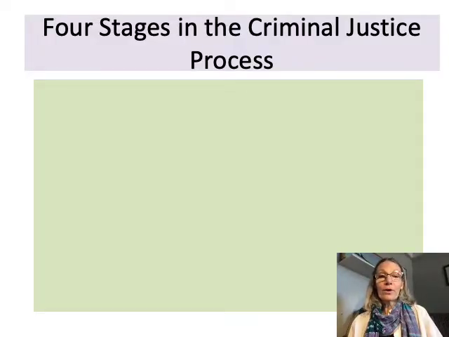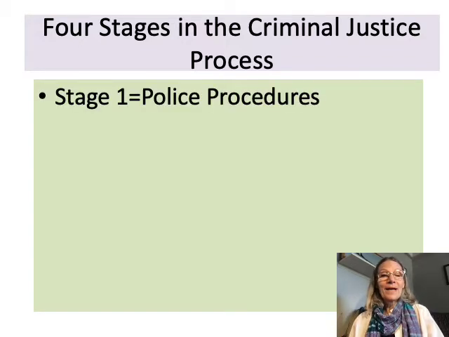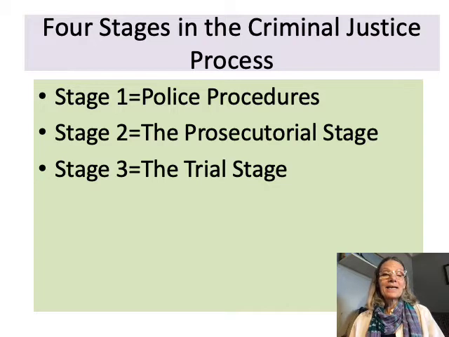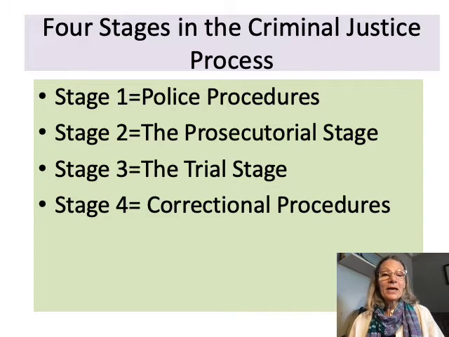Okay, so here are the 4 stages in the criminal justice process. I encourage you to take notes while you're listening to these stages, because as you're going to see at the end, there's an extra credit opportunity to take a quiz in order to get points if you are able to put the steps in the criminal justice process in the right order. So we're going to be taking a look at stage 1, which is police procedures, stage 2, which is the prosecutorial stage, stage 3, which is the trial stage, and stage 4, which is the correctional stage. So let's go ahead and get started taking a look at those steps in those stages.